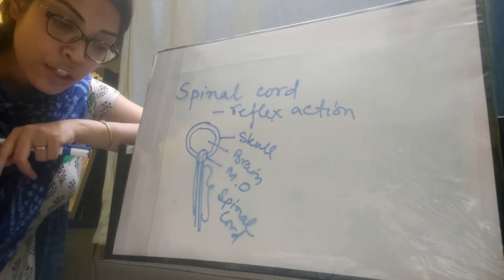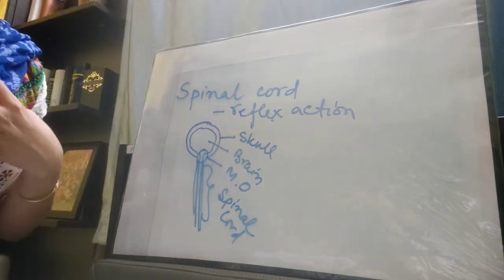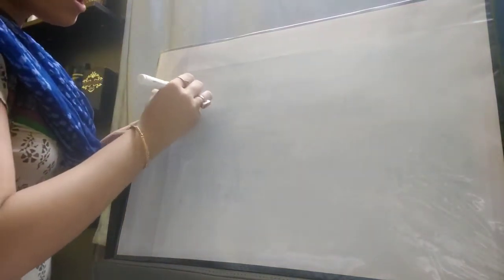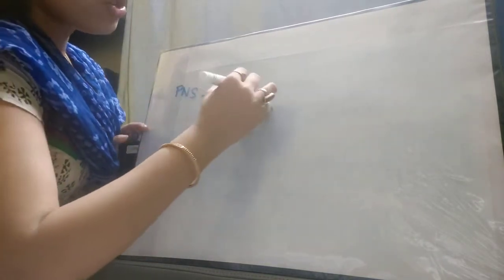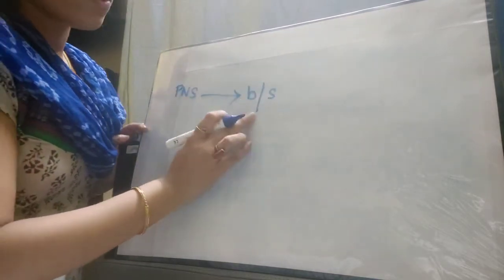Okay, so the next topic is how messages reach the brain. So how do messages reach the brain? The peripheral nervous system transmits the messages to and from the sense organ. So the PNS is there, PNS, which is the peripheral nervous system. The PNS will carry the messages to the brain or the spinal cord. B/S means brain or spinal cord.